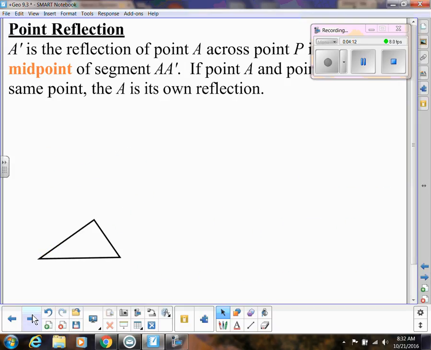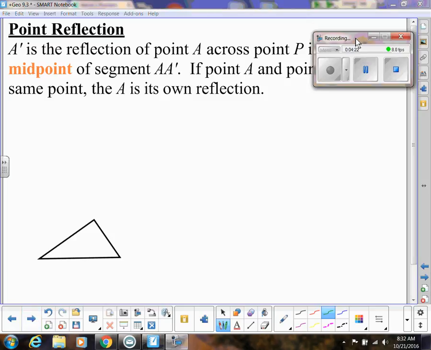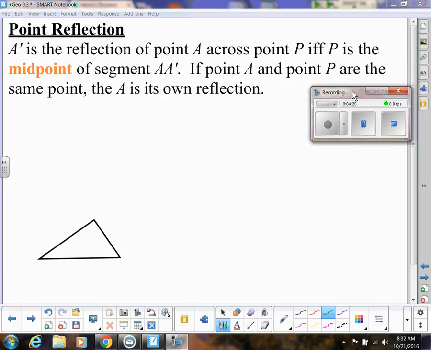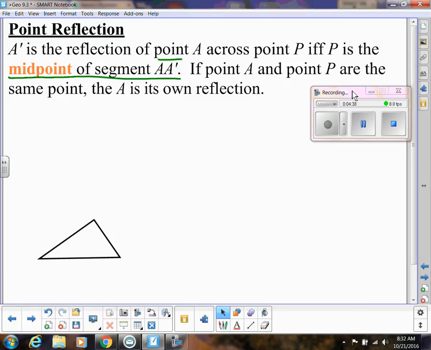Point reflection, though, I don't know if you've learned this or not, but when we have point reflection, A prime is the reflection of point A across point P if, and only if, P is the midpoint of segment A A prime. Okay, so if point A and point P are the same point, then A is its own reflection. And you guys don't have any points, so let's draw some points there, or label some points rather. And then I'm going to reflect over P. We'll call this P.